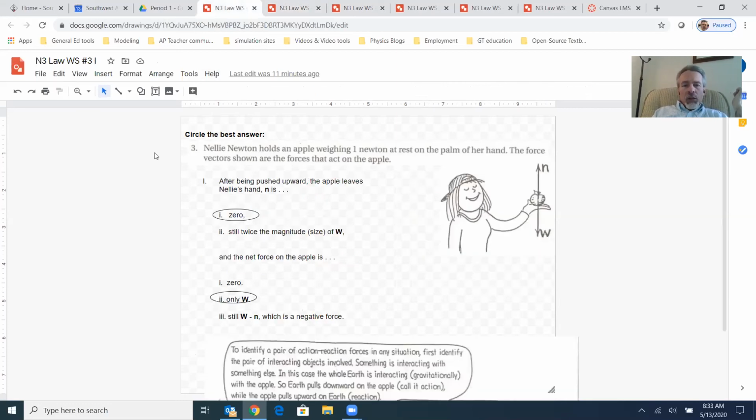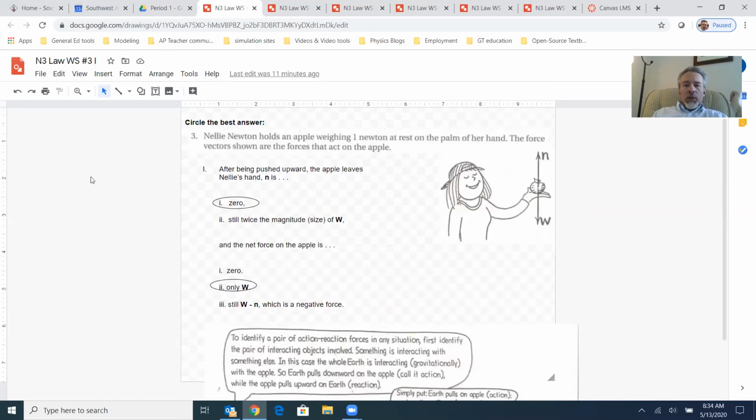And then finally, the last whiteboard, after being pushed upward, it's going to leave her hand. So it's kind of like she's thrown it up in the air. As soon as it leaves her hand, the normal force N becomes 0 because it's not touching her hand anymore. And the net force on the apple, if you drew the force diagram on the apple, there'd only be one force on it, the weight. Okay, and then there's a little cartoon down there if you're interested in that.